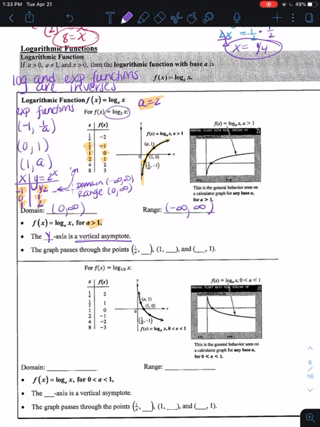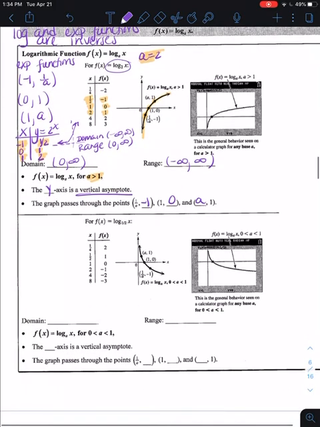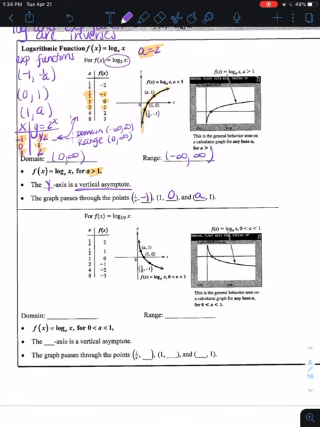So with exponential functions, you have a horizontal asymptote. With log functions, you're going to have a vertical asymptote. The graph passes through the points (1/a, -1), (1, 0), and (a, 1). Right, so that's the log function that corresponds with exponential growth.